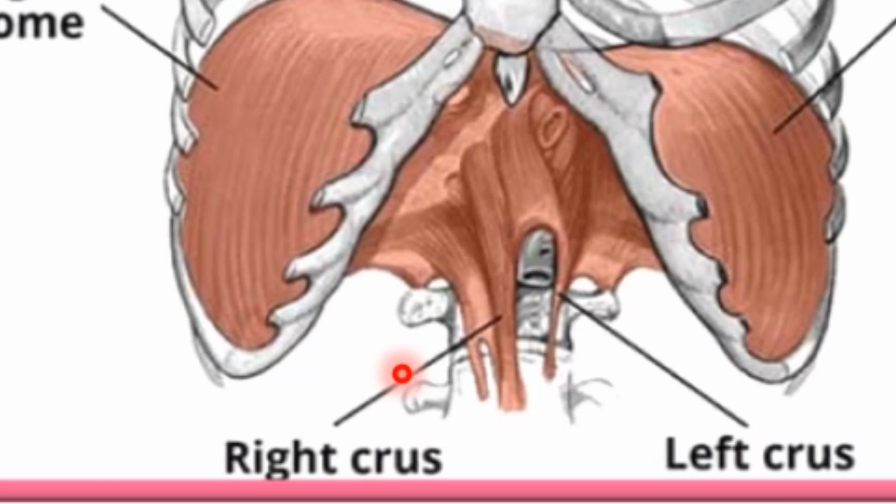So we'll be having the medial arcuate origin, the lateral arcuate origin, and also the median arcuate origin. So we have these ligaments that are adjacent to the right and left crura. Those ligaments are the medial arcuate ligament, the lateral arcuate ligament, and the median arcuate ligament. They form part of the areas of origin for the lumbar part.